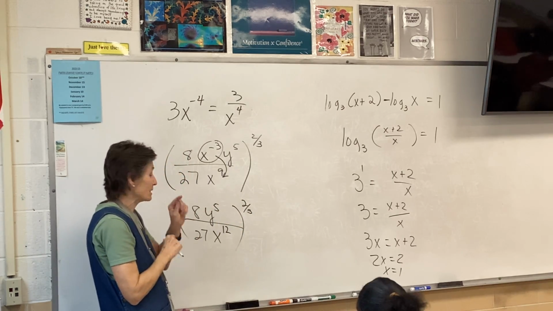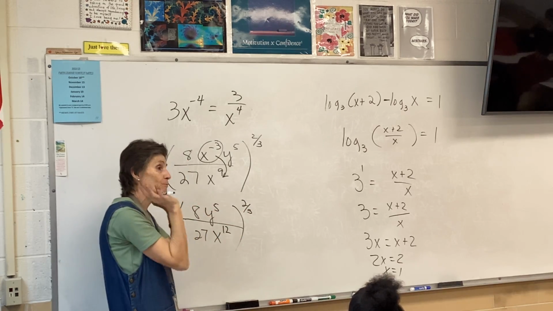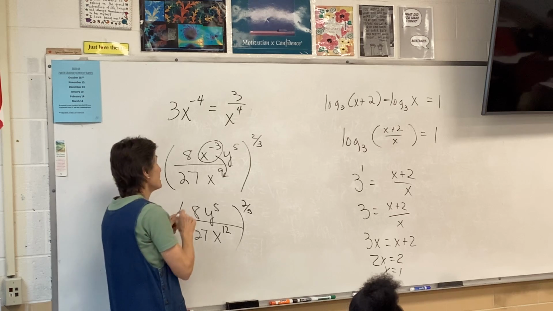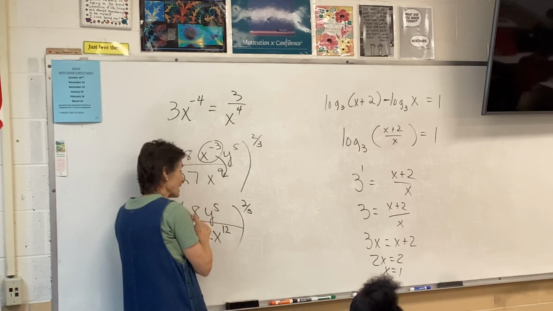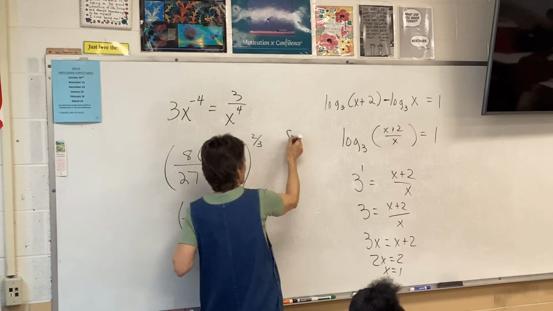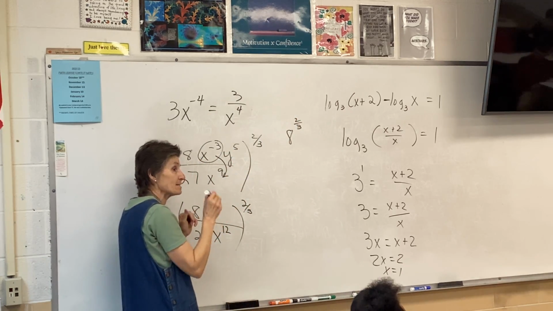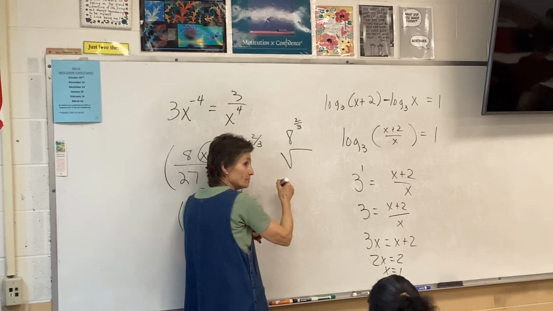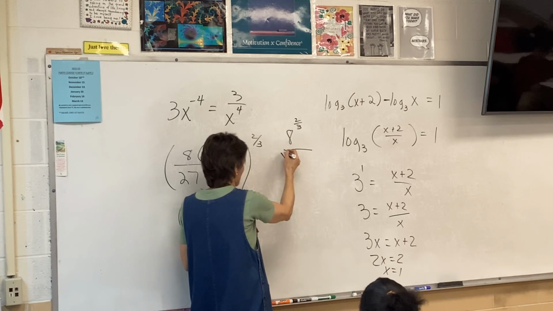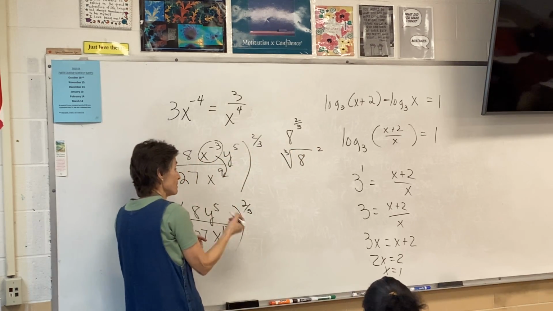Now, it's cleaned up. So now I have to do what you said. I have to take everything to the 2/3 power. Now, 8 to the 2/3. That is not 8 times 2/3. That's 8 to the 2/3 power. And what does that mean? 8 to the 2/3. It's a radical. Cube root of 8 squared. So that's going to be what, 4?